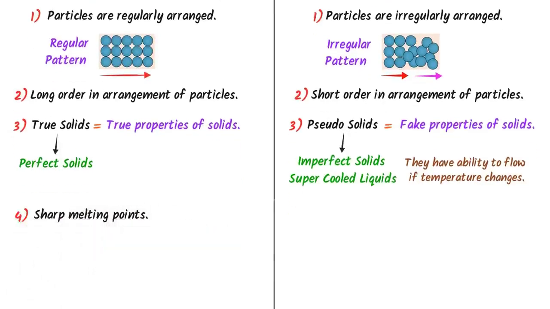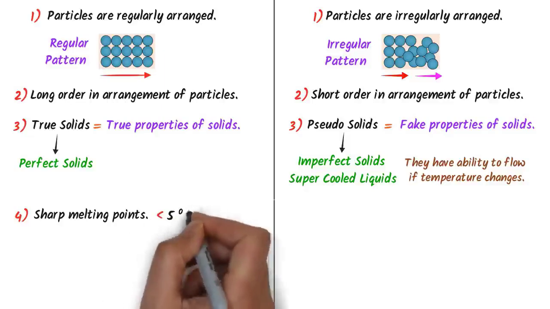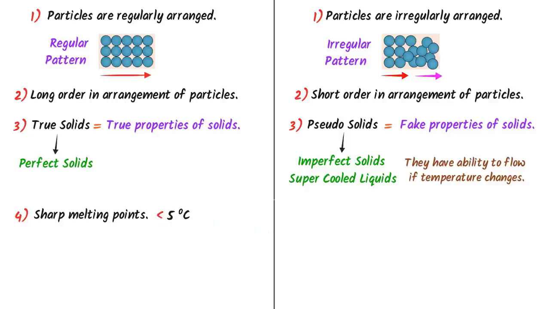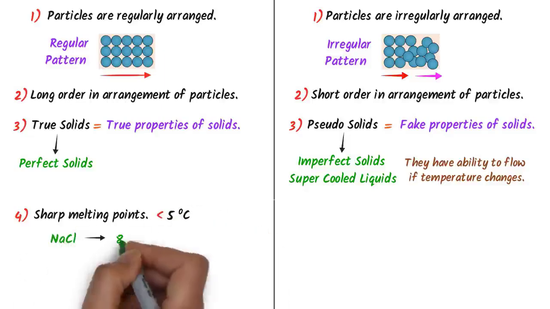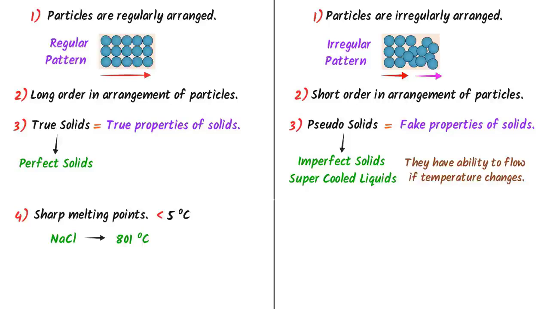Fourthly, crystalline solids have sharp melting points. The range of melting points of crystalline solids is less than 5 degrees centigrade. For example, the melting point of sodium chloride is 801 degrees centigrade. It may increase or decrease by 5 degrees centigrade depending upon several factors.